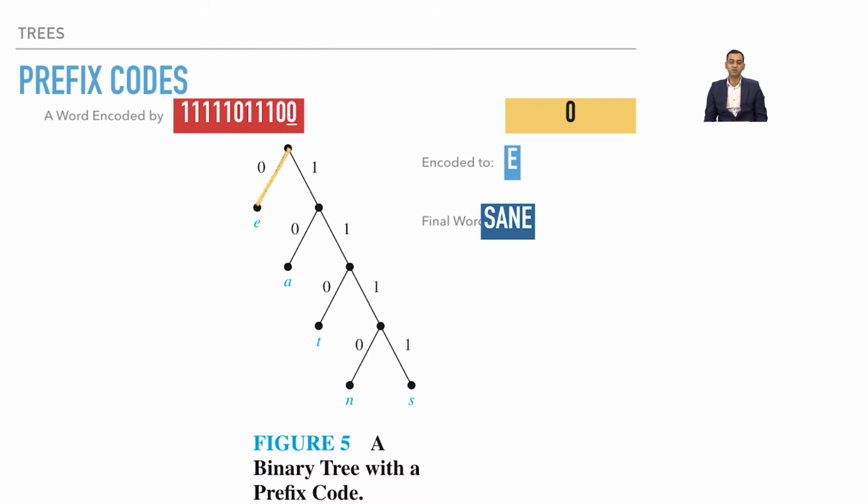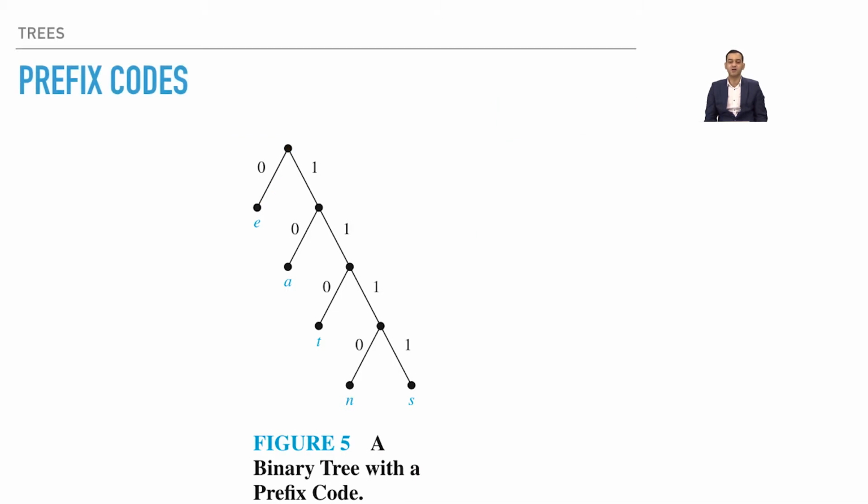We can construct a prefix code from a binary tree where the left edge at each internal vertex is labeled by 0 and the right edge by a 1, and where the leaves are labeled by characters. Characters are encoded with the bit string constructed using the labels of the edges in the unique path from the root to the leaves. Now we will discuss the last section for this video, which is Huffman coding.